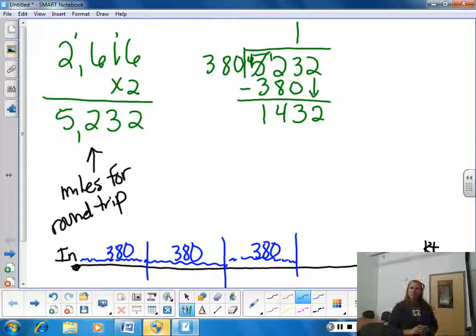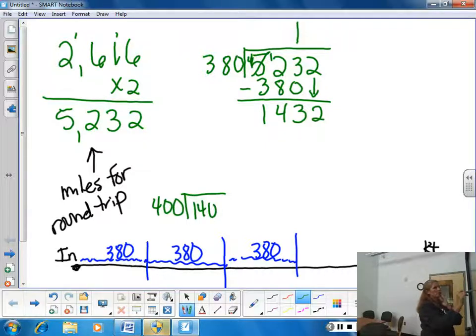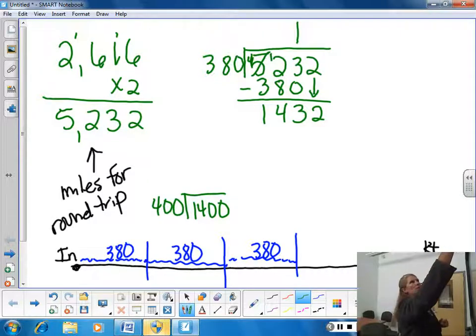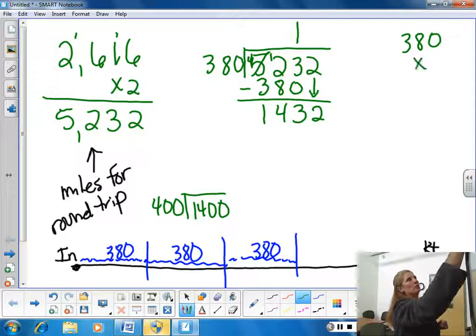So for this one, I'm going to guess. I'm going to say 380 is about 400. This is my guess and check method that we did in the first one way earlier. And 1432 is about, well, I'm going to round to the 100, and I'm going to say it's about 1400. How many times is 4 going into 14? Just 3 times. So I'm going to guess it's either 3 or 4, and I feel like it's probably going to be 4. So let me go over here and do 380 times 4 and see what I get.